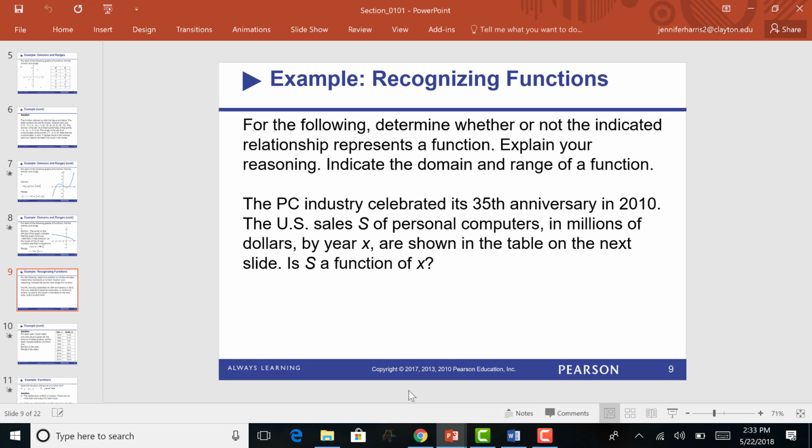Remember I said they're not always going to use Y and X. They may use a different letter for something. So based upon the statement at the very end of this paragraph, what's the output and what are they using to represent input? Which one is which? This is S and this is X. One is input, one is output. S is output and X is input.